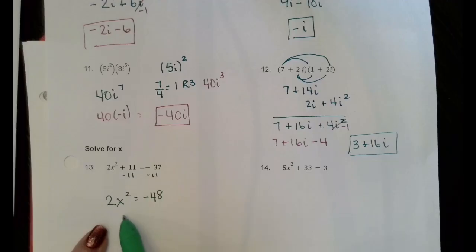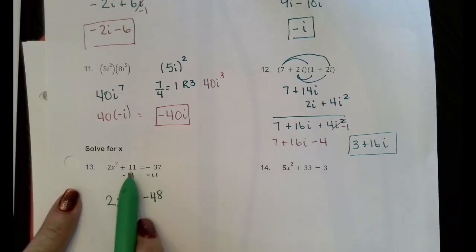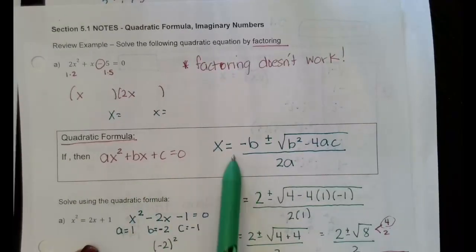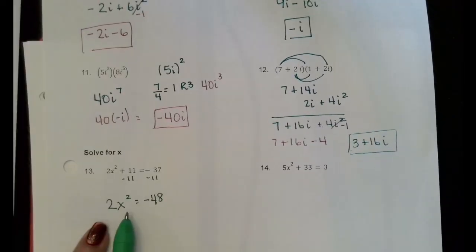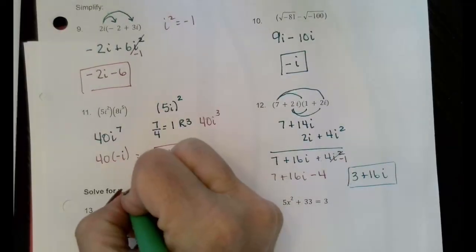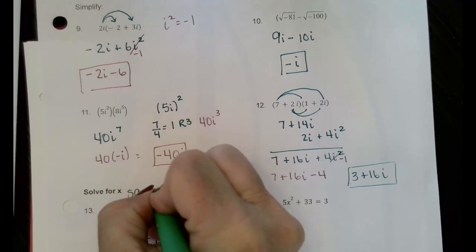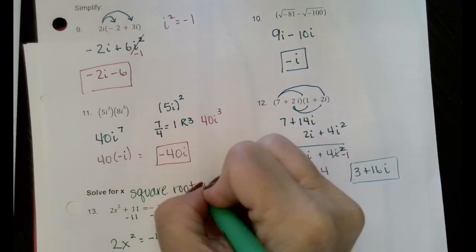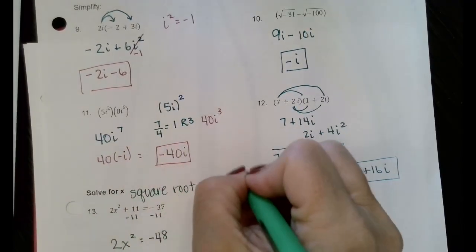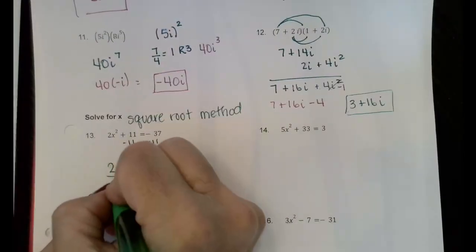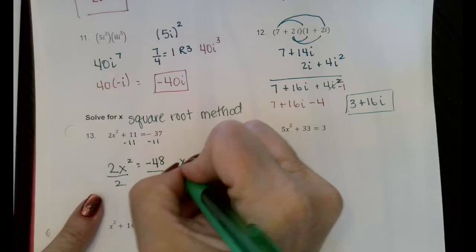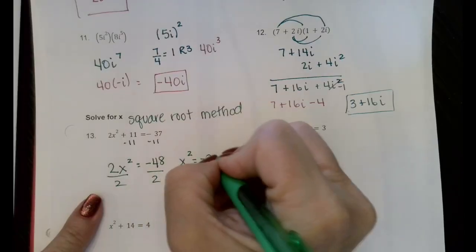And my goal here is to get the x by itself. Now I would have moved this over and set it equal to 0 if I had this middle term, this b term. So if I had the b term, then I want to follow this quadratic formula. But because I don't have an x, I'm going to use this method here that we're going to call square root method. So my next step is divide both sides by 2, and I get x squared equals negative 24.